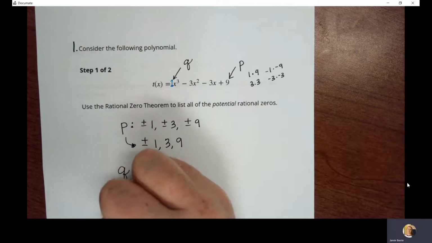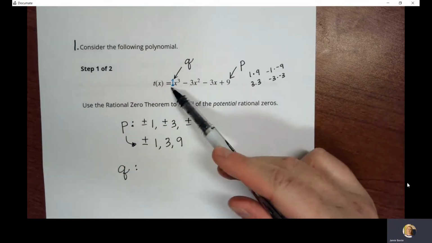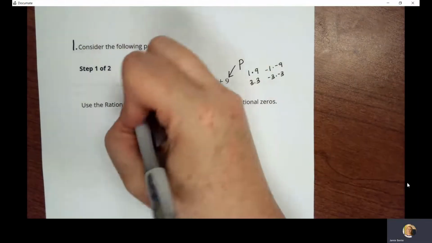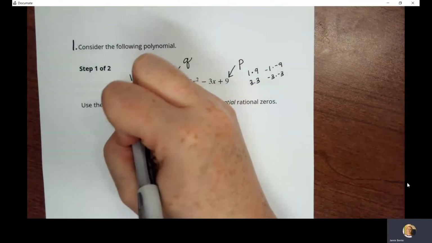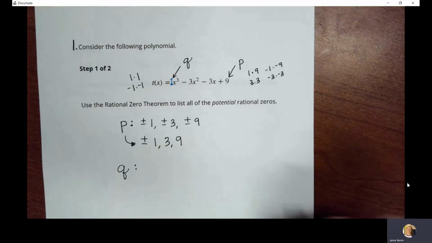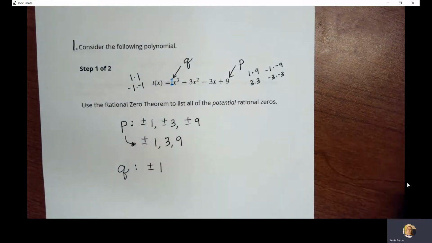Now, let's list out the factors of q. What are the factors of 1? You could do 1 times 1 or negative 1 times negative 1. So again, plus or minus 1.